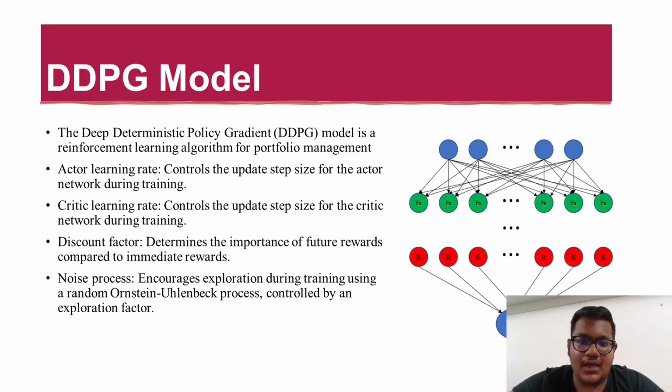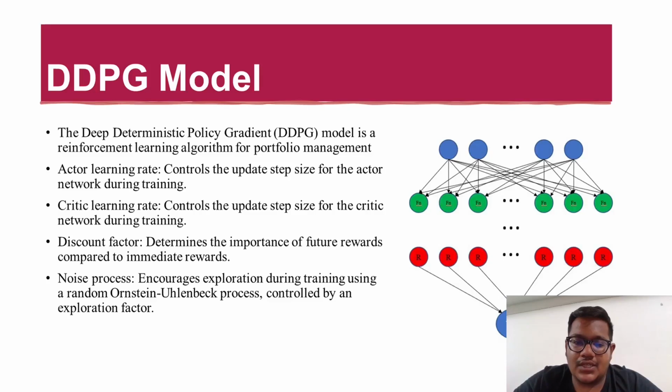Now let's see the other model, which is the DDPG model. The deep deterministic policy gradient model is a reinforcement learning model for portfolio management. Now let's see the parameters. First is the actor learning rate, which controls the update step size for the actor network during the training. The critic learning rate controls the update step for the critic network during the learning, and the discount factor determines the importance of the future rewards compared to the immediate rewards.